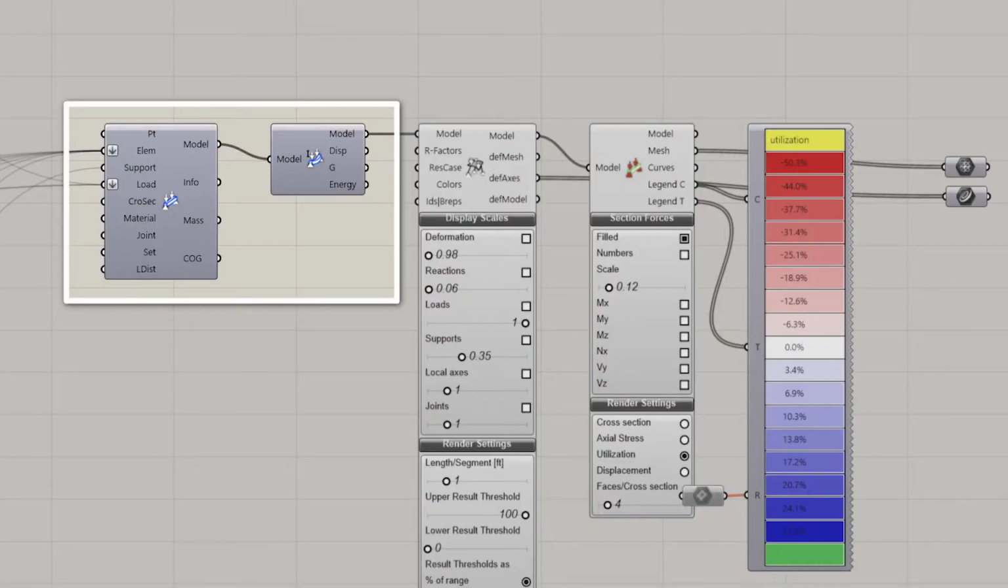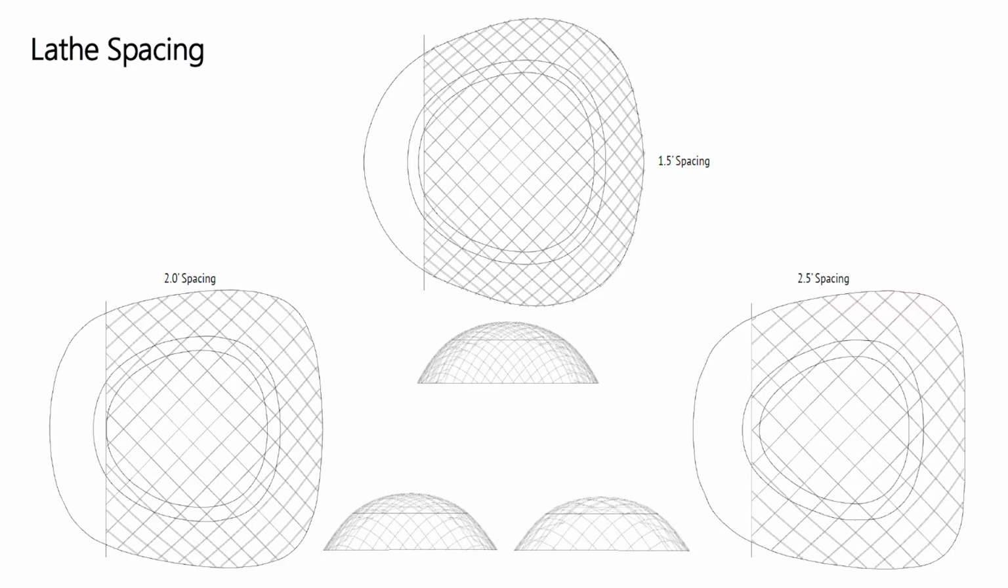Once the beams, the supports, and loads were assigned, I assembled them into a model for analysis. And the good news was that my structure was more than sufficient, especially after adding the cladding as bracing. We considered increasing the spacing between the laths in the grid to make it more efficient, but found that the resulting form was less desirable.